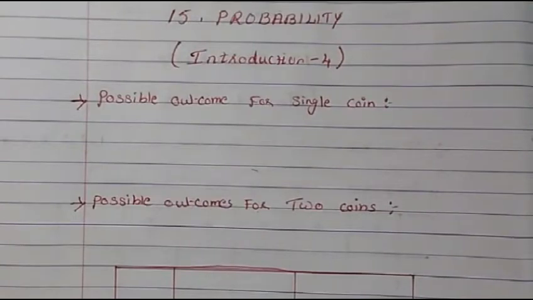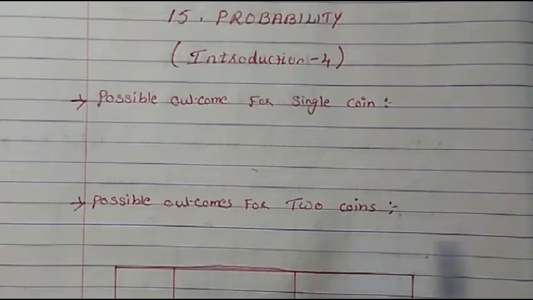Welcome to 10th Maths NCERT Chapter 15 Probability. Today we are going to see the introduction part 4. Here we are going to study the coin related sums. If we know what the possible outcomes are when we toss coins, then the questions related to coins will be easy to solve.